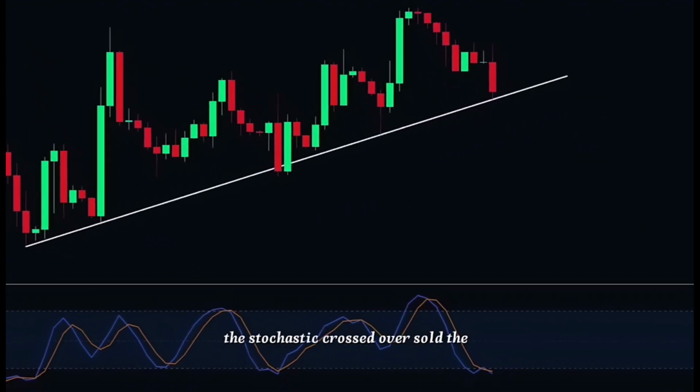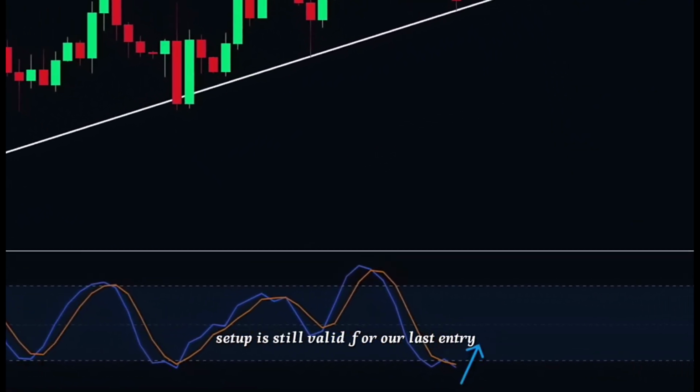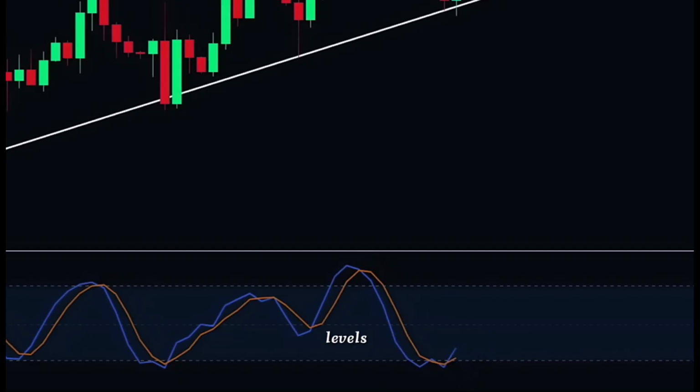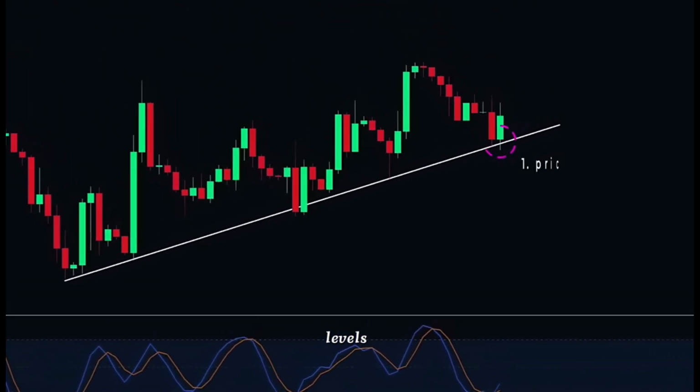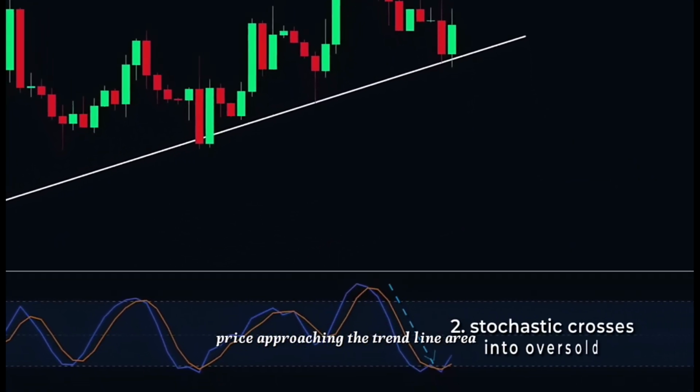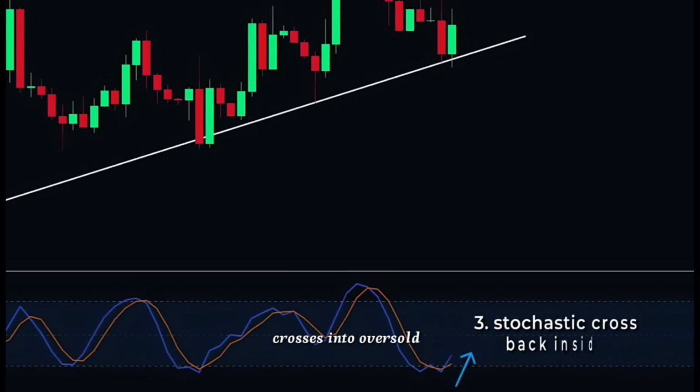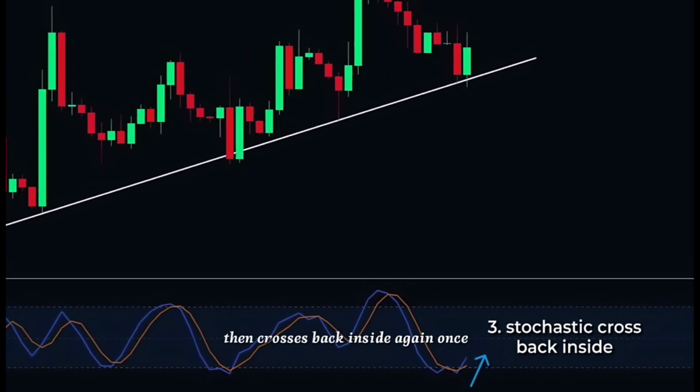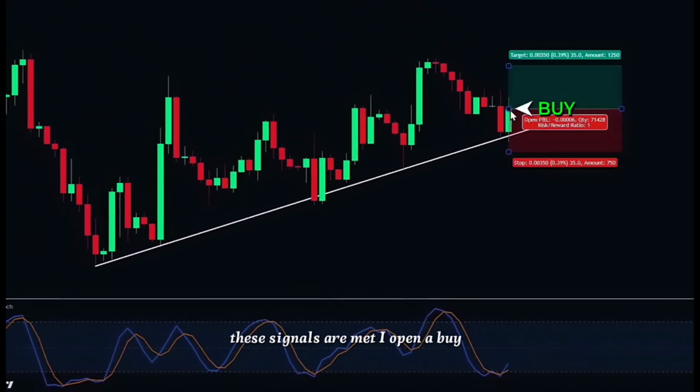For our last entry confirmation, wait for the stochastic line to cross back inside the oversold levels again. So, to recap, first we want to see price approaching the trend line area. Next, we want to see the stochastic cross into oversold, then cross back inside again. Once these signals are met, I open a buy position.